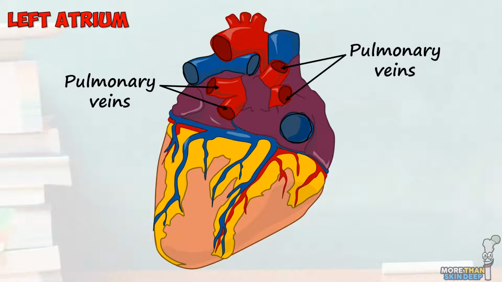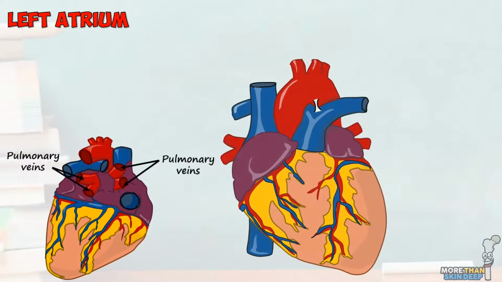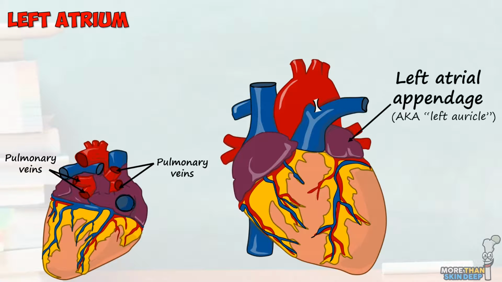Like the right, the left atrium also has an anterior muscular pouch known as the left atrial appendage, or left auricle. However, the left atrial appendage is narrower and more tubular than the broad-based right appendage.